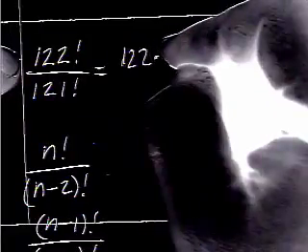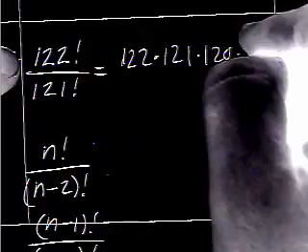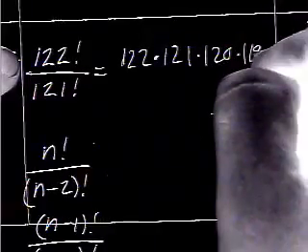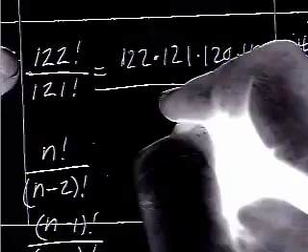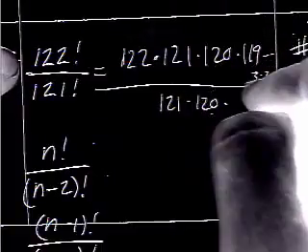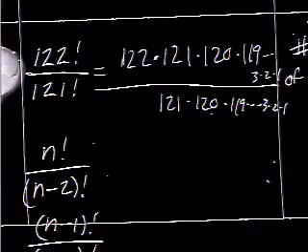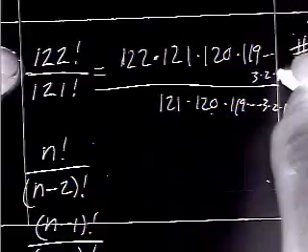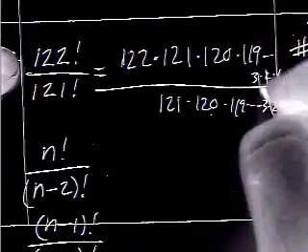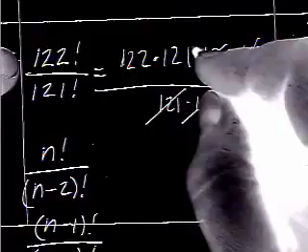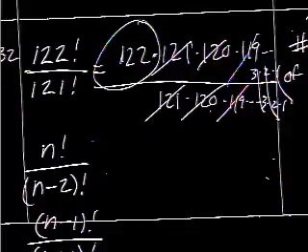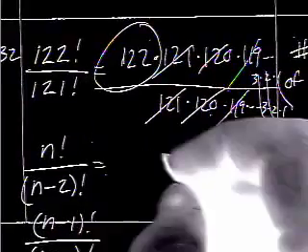understand what you got. 122 times 121 times 120 times 119, all the way down to 3, 2, and 1. And on the bottom we have 121 times 120 times 119 times all the way down to 3, 2, 1. Does anything cancel out? Well, of course they do. The ones. Ha ha ha. And the 2's and the 3's and everything up to 121 cancels out, leaving me 122. That was such an easy question. Only if you know your definition of factorial. Otherwise, you're panicking.